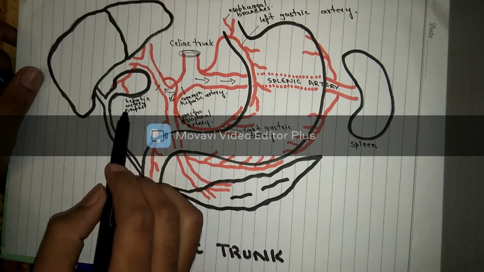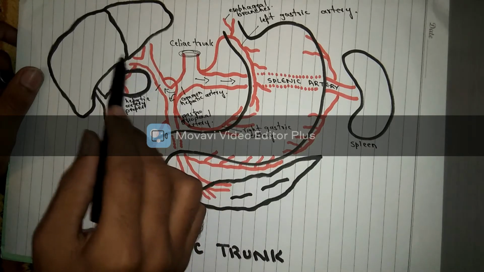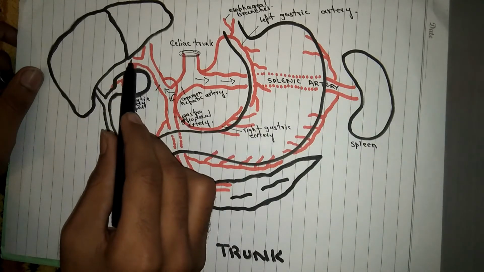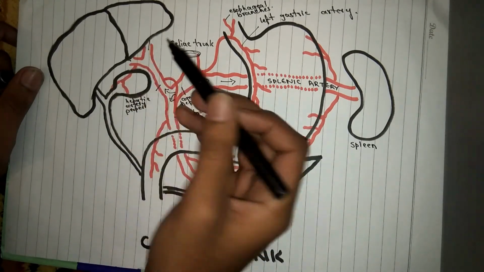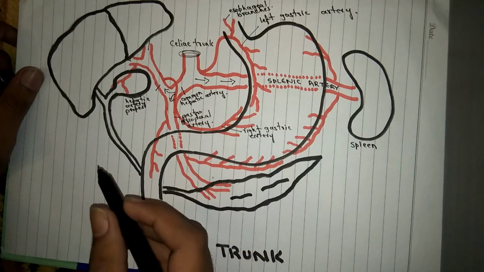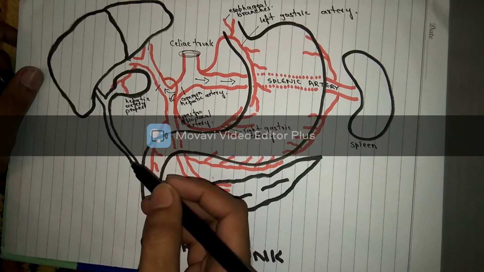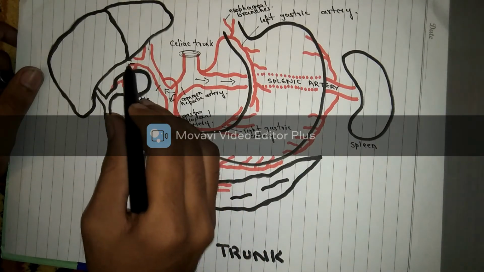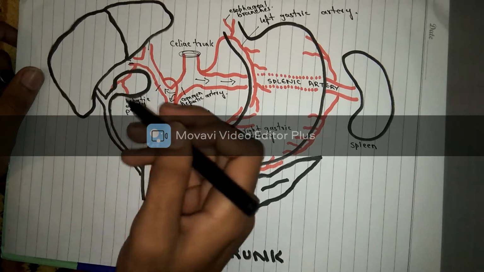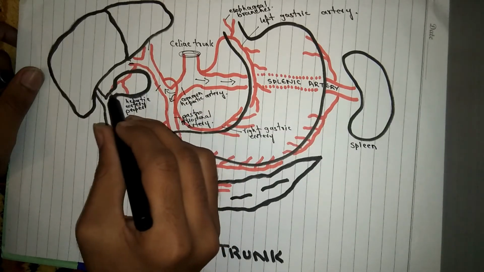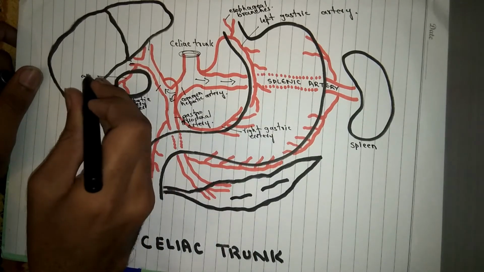Okay, so now the hepatic artery proper will go directly into the liver and is going to divide into two arteries, the left and the right branches, which are going to supply the left and the right lobe of the liver. And from the right branch of this hepatic artery proper, another branch is going to arise which will supply the gallbladder and the cystic duct. This is called the cystic artery.